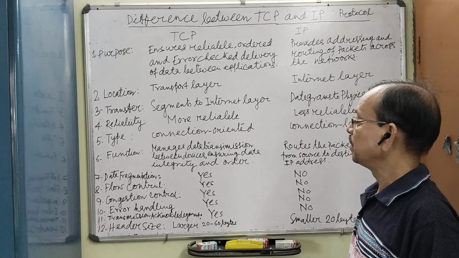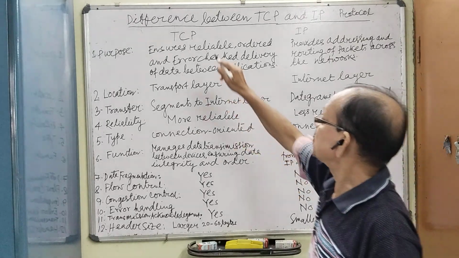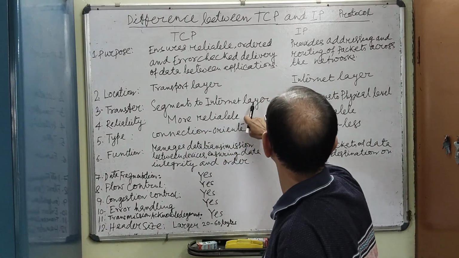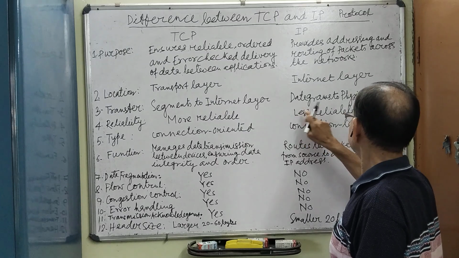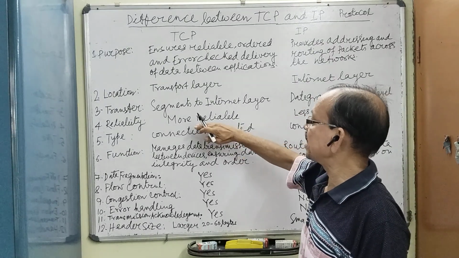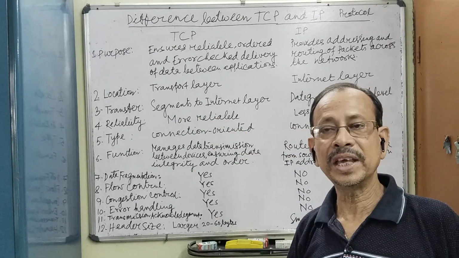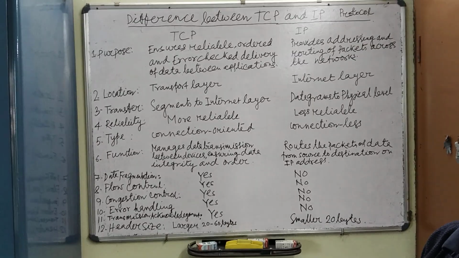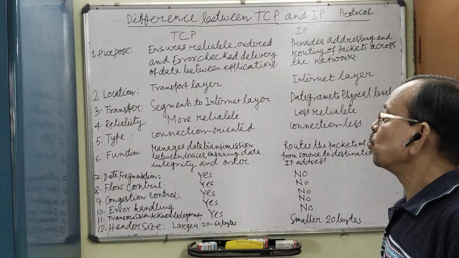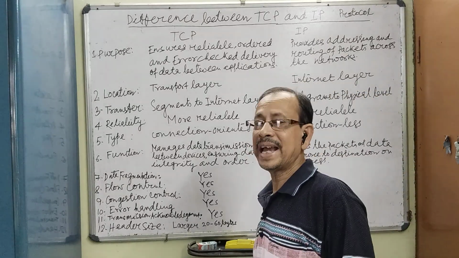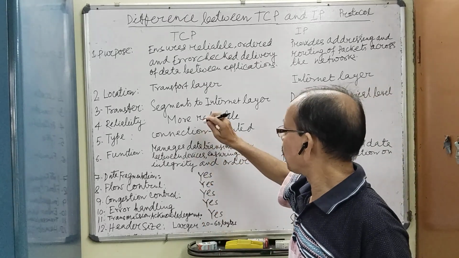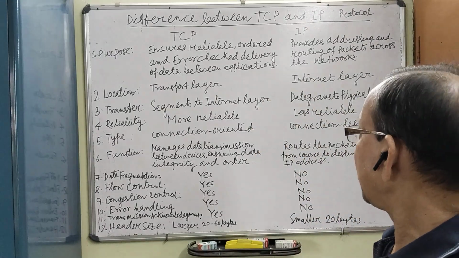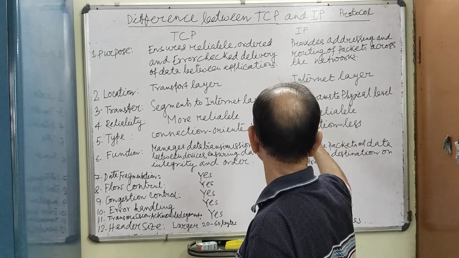Next is reliability. It is very important. TCP protocol is more reliable. On the other hand, IP protocol is less reliable. That is, when you send anything with the help of TCP, there is a guarantee your data will reach. For that purpose, we have a 3-way handshake protocol for transmitting data, so TCP is more reliable and IP is less reliable.